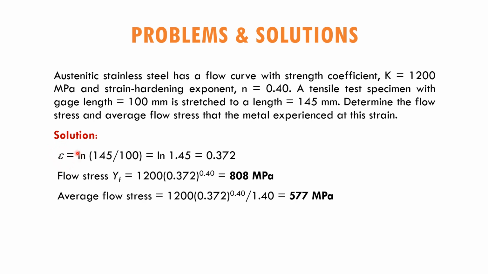Epsilon is calculated using ln of the final length over the initial length. If you can see here, it is stretched to 145 mm over 100 mm, meaning this is the ratio of the stretch. So you will get ln of 1.45, which is 0.372. Then you will be able to calculate the flow stress. You will get 808 MPa, and the average flow stress equals 577 MPa.